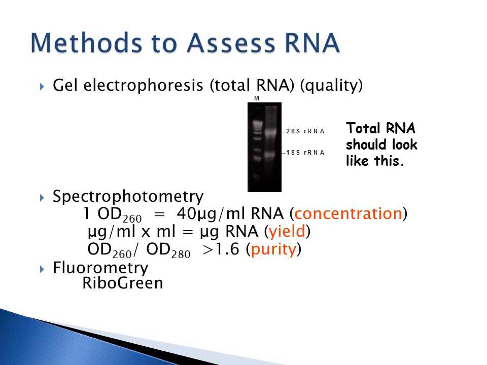So your methods to assess RNA are the same as assessment of DNA. You're going to use your gel electrophoresis, and you could see your RNA on a gel just like you could see your DNA on a gel. You could use your spectrophotometry, and for RNA you can also use fluorometry, and there's specific dyes that are used in the fluorometry method.